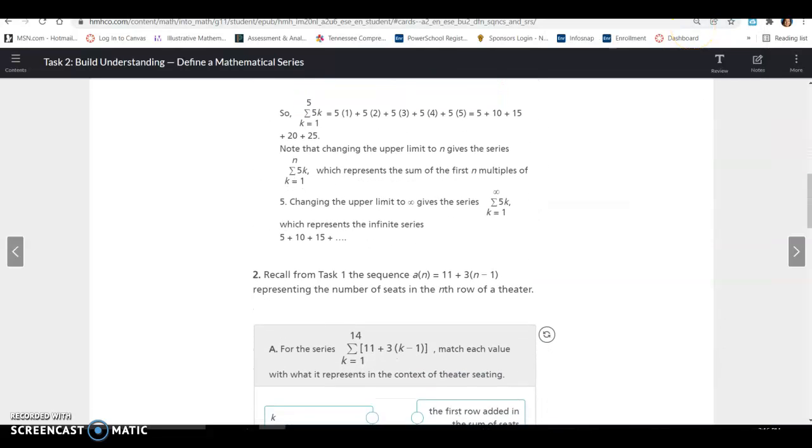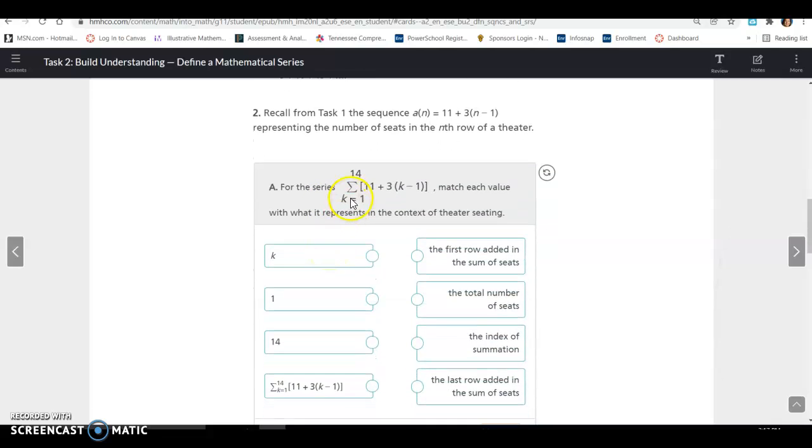All right, so it says, note that changing the upper limit to n gives the series which represents the sum of the first n multiples of 5. Changing the upper limit to infinity gives the infinite series, 5 plus 10 plus 15 plus dot, dot, dot. The dot, dot, dot means it continues, and that's what we have to use when there's an infinity sign there. Recall from Task 1 this sequence, a of n equals 11 plus 3 times n minus 1.